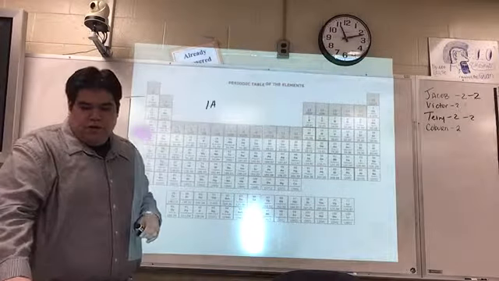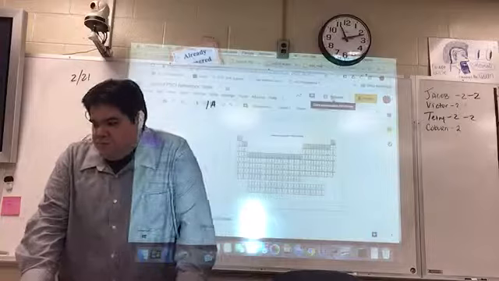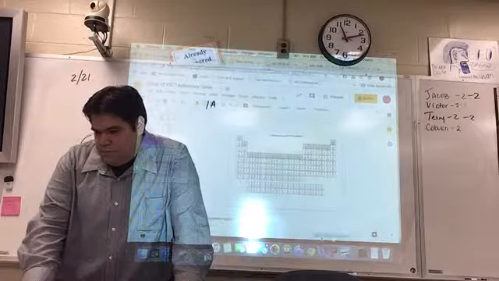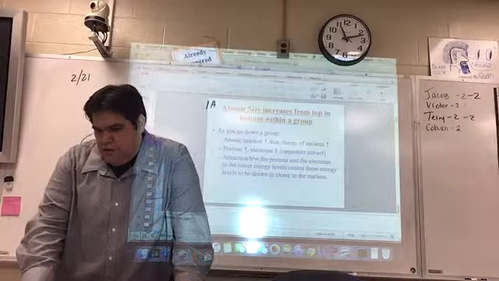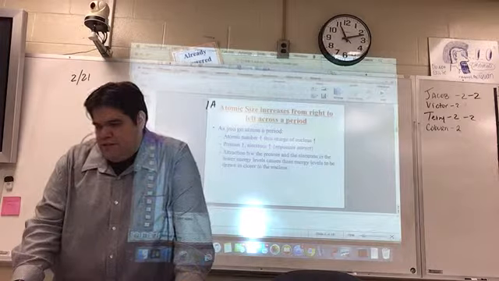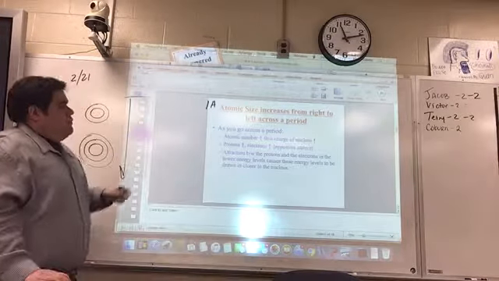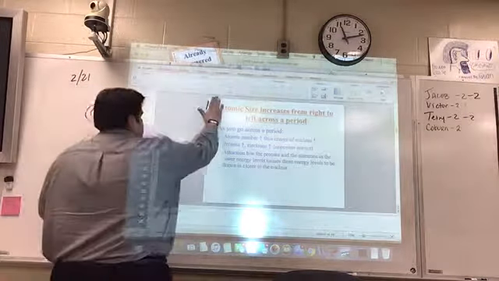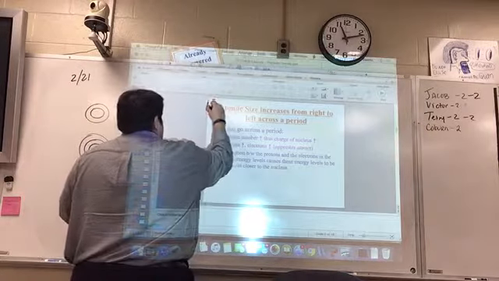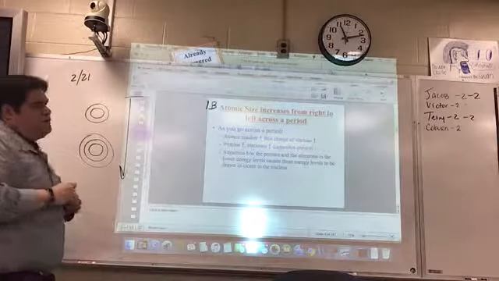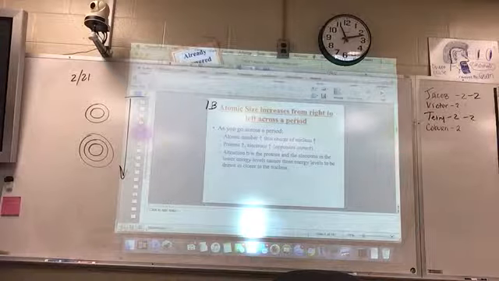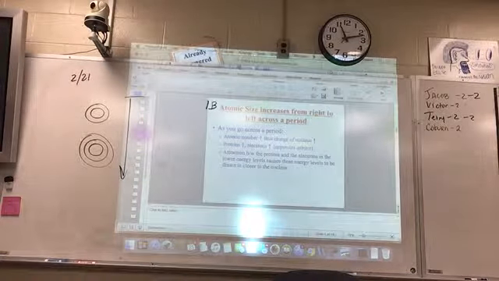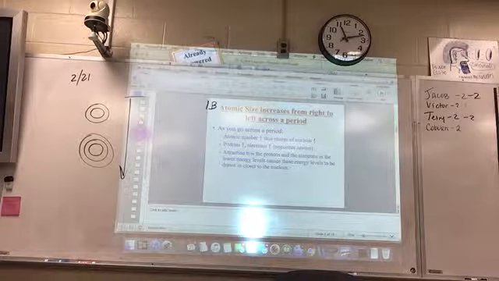Well, if we go back to our notes, we're going to look at the next section. All right. The next section here, the rule, simply says this. The atomic size increases from right to left across a period. So that would be your 1B. Okay, that would be your rule 1B. So the rules are the headings. So hopefully you don't misplace that.